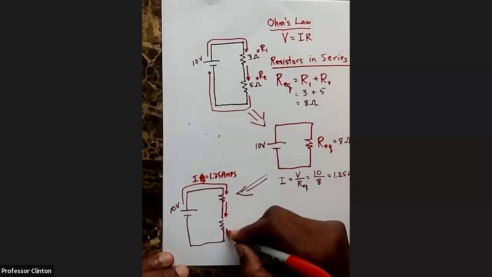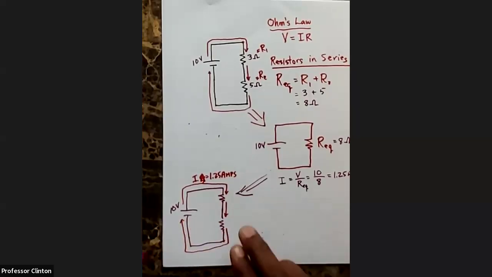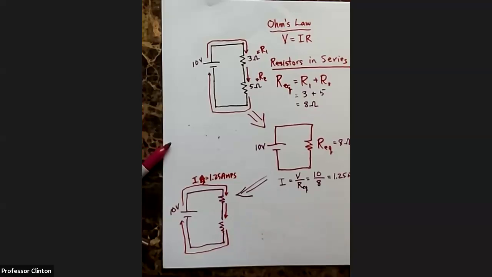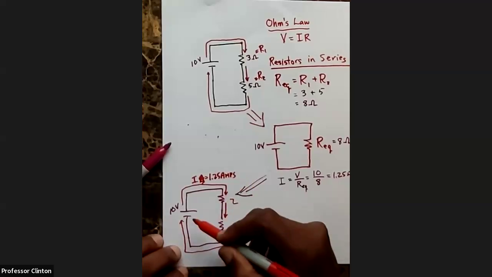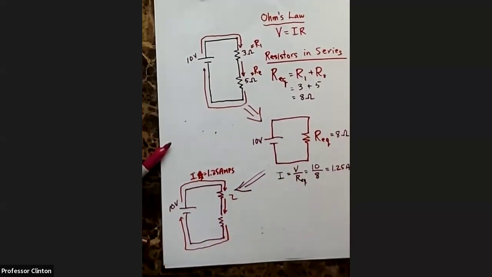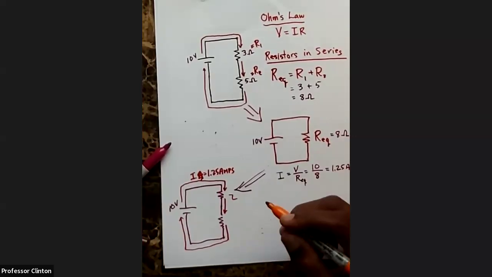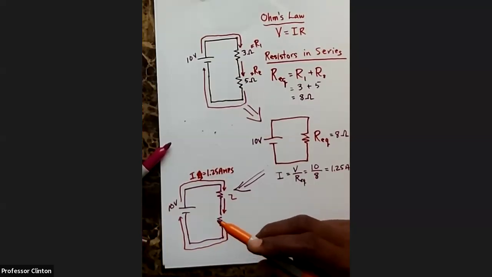It's going to flow all the way through this circuit. And so what's interesting is the voltage drop. There's going to be a voltage drop across each of these resistors. And that's going to be important to hold on to, because we're going to use that in the next set of problems when we talk about something called Kirchhoff's law.